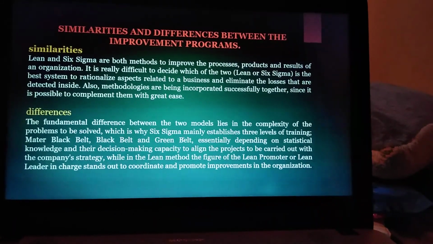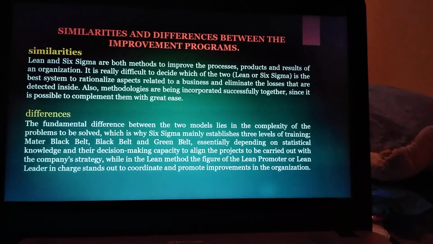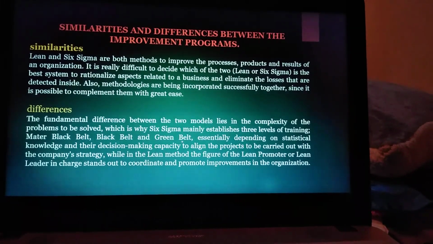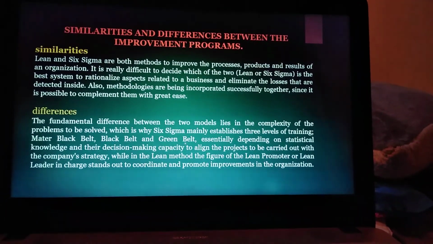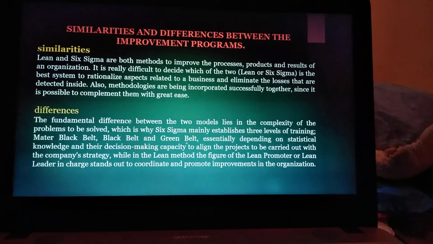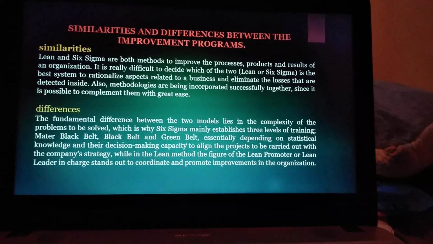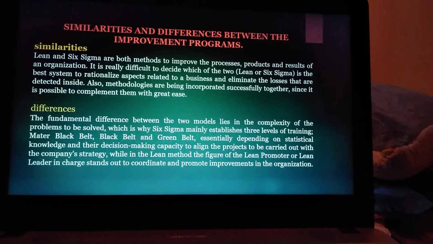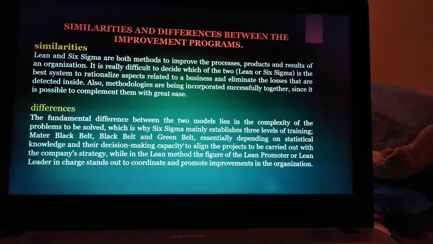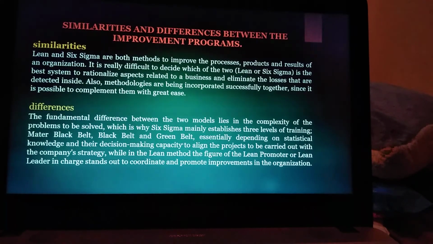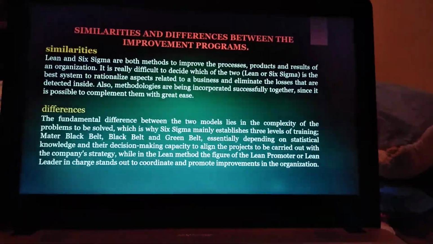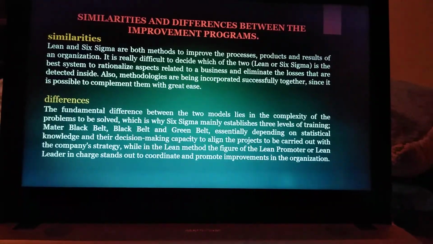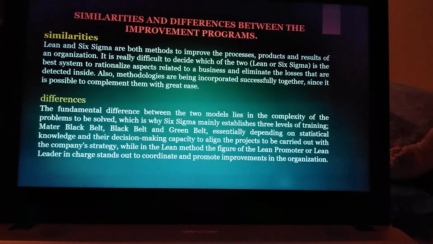Similarities and differences between the improvement programs. Similarities. Lean and Six Sigma are both methods to improve the process, product, and result of an organization. It is really difficult to decide which of the two, Lean or Six Sigma, is the best system to rationalize aspects related to a business and eliminate the losses that are detected inside.